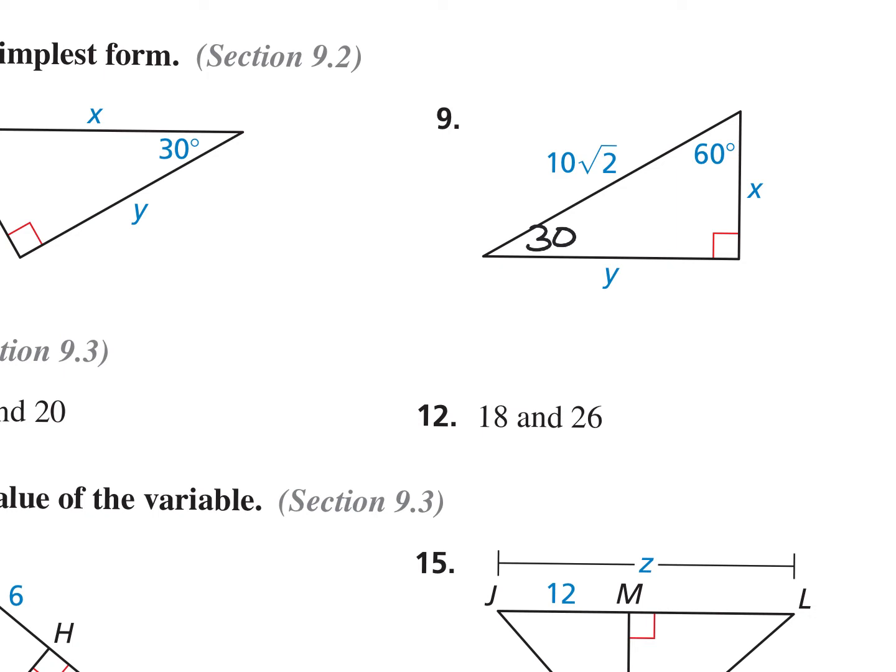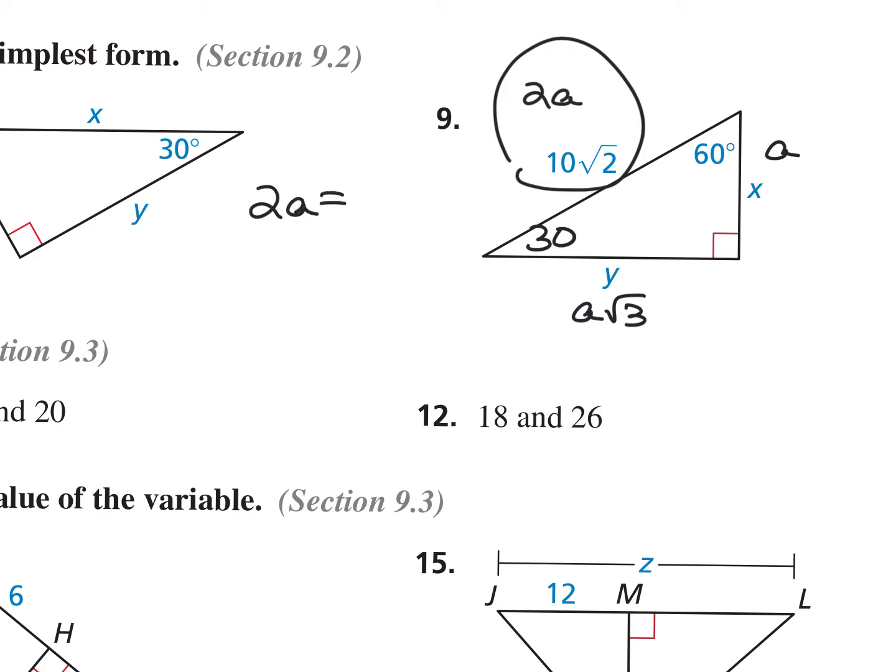Across from the 30, we're memorizing this as being a. Across from the 60 is supposed to be a square root 3. And then the 90 is supposed to be 2 times a. Now, what I need to do here is figure out what a equals. So I'm going to set 2a equal to 10 square root 2.